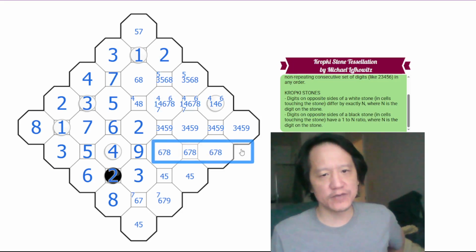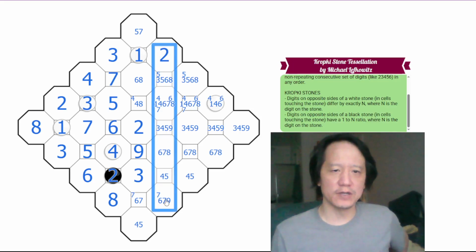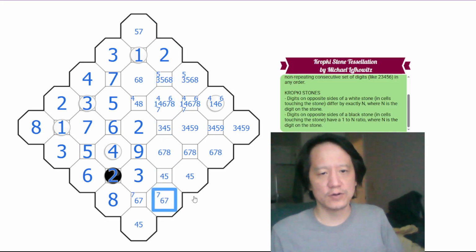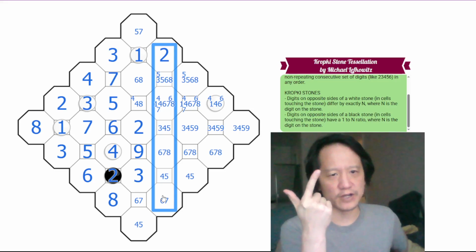This is 6, 7, and 8. This column has to be a red band. And it has a 2, so there's no 9 involved here. So this becomes a 6, 7 pair here. Because you can't have 2... It's either 1 through 7 or 2 through 8 for that red band.